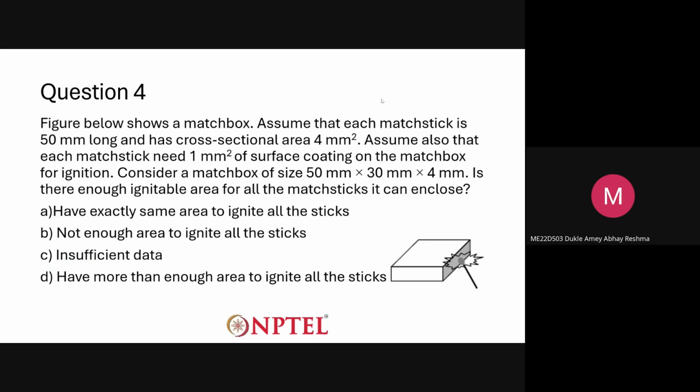We have a matchbox that is 50 long and has a cross-sectional area of 4 millimeter square. Assume that each matchstick needs 1 millimeter square of surface coating on the matchbox for ignition. Considering the matchbox has a size of 50 mm into 30 into 4, is there enough ignitable area for all the matches it can enclose? Options: exactly the same area to ignite all the matchsticks, not enough area to ignite all the matchsticks, insufficient data, or more than enough area to ignite the matches.